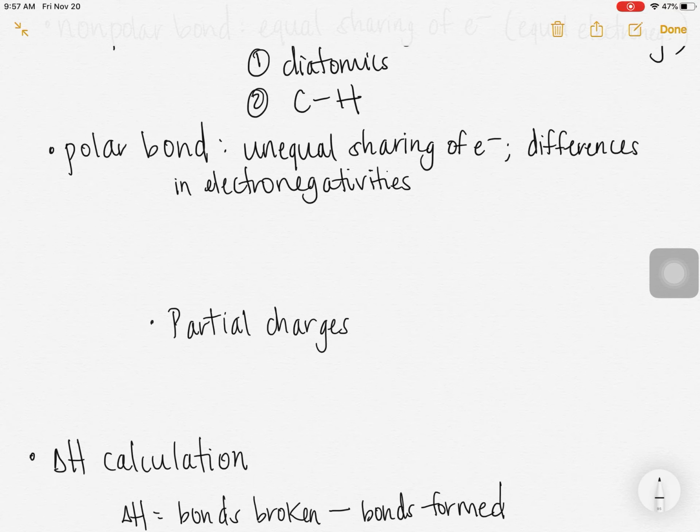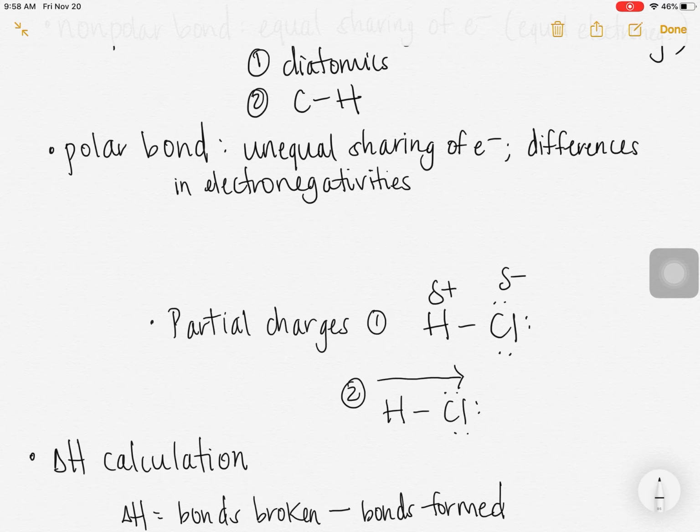And then if we have a polar bond, our molecules will have partial charges. So that's like HCl. Okay, if we think about the bonding between hydrogen and chlorine, chlorine is more electronegative. It wants the electrons more of the time. So there's two ways we can denote the partial charges that occur. The first way is giving the chlorine a partial negative and the hydrogen a partial positive. That's one way. And the second way is the arrow, and it points along parallel to the bond toward the more electronegative atom.